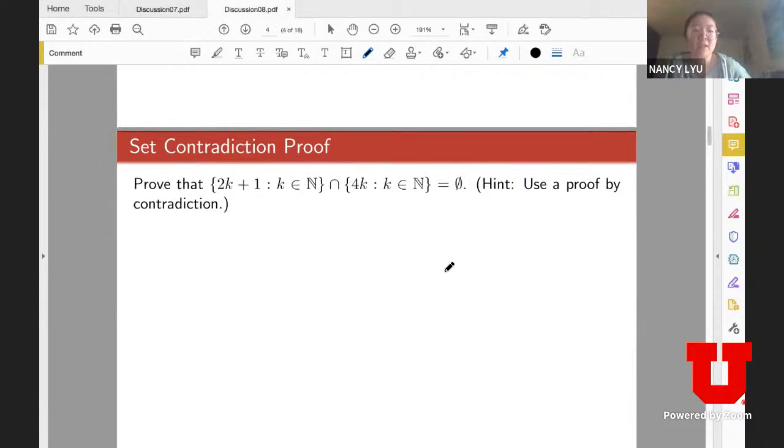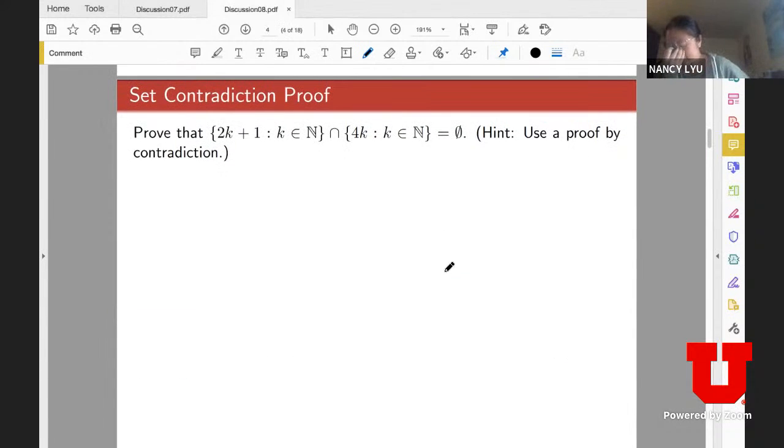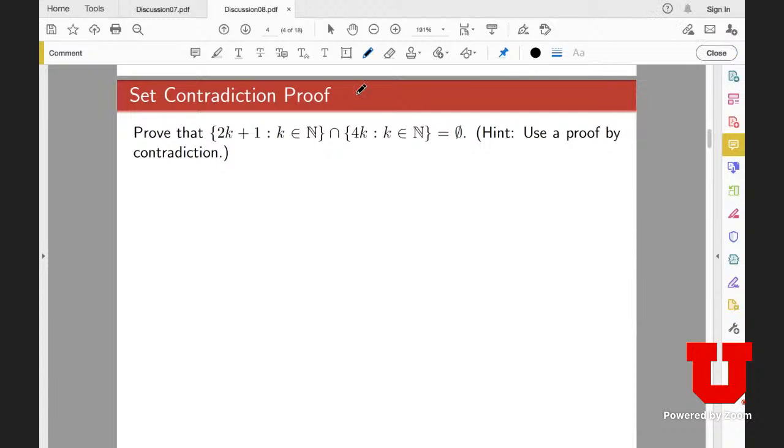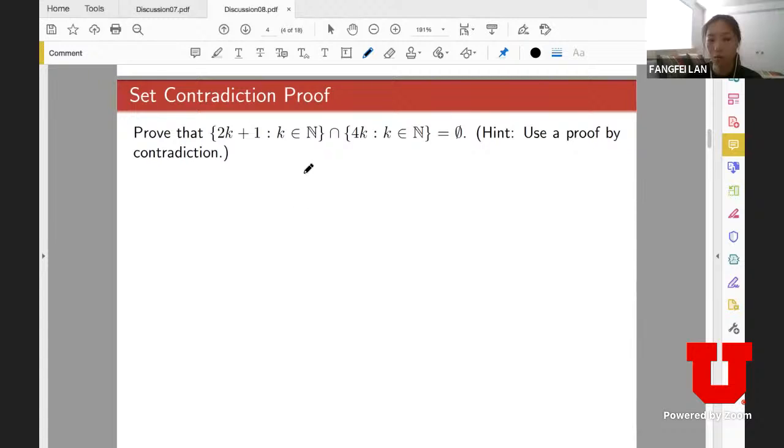All right. So the next one is using the proof by contradiction. Just a quick question: the intersection of these two sets is the empty set. How would you name these two sets? Anyone know? They're disjoint, right? Yes, they're disjoint.